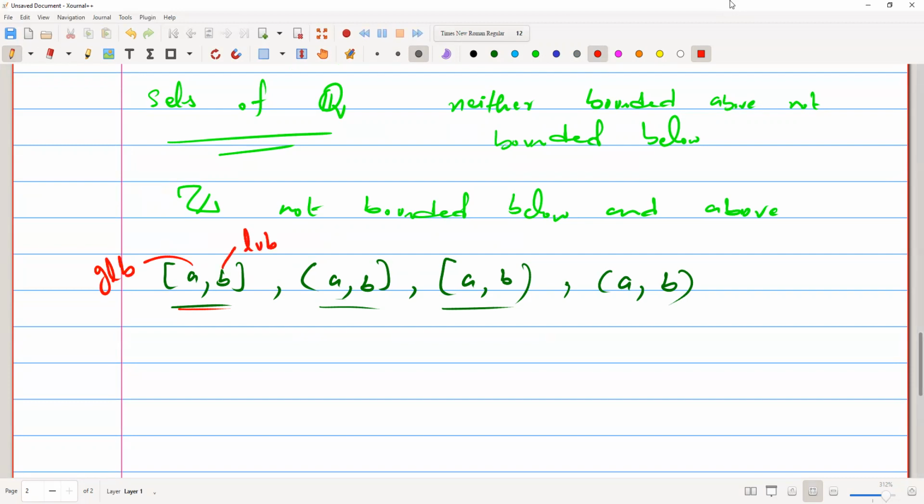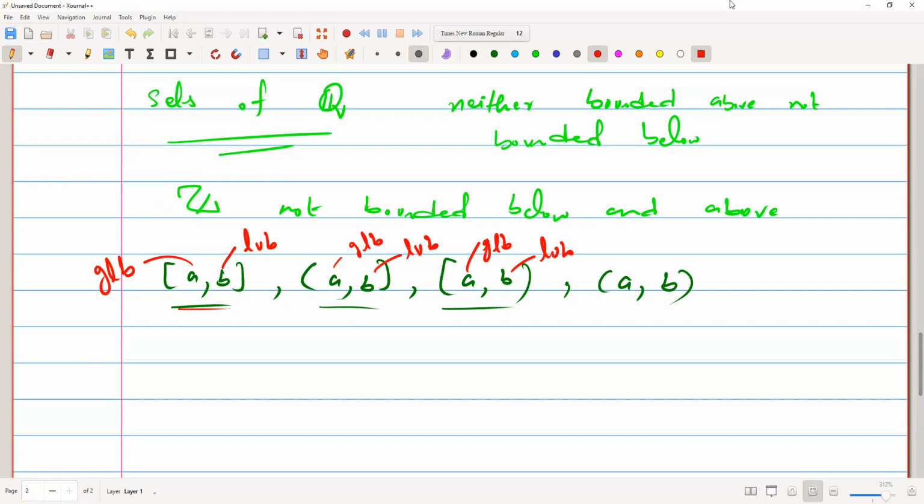So every open, closed, or semi-open interval has its greatest lower bound and least upper bound. Those are actually the numbers that are the corner points, the end points, whether included or not included. So they are the least upper and greatest lower bounds of the set. So these are these kinds of sets, and we can take some other kinds of sets.